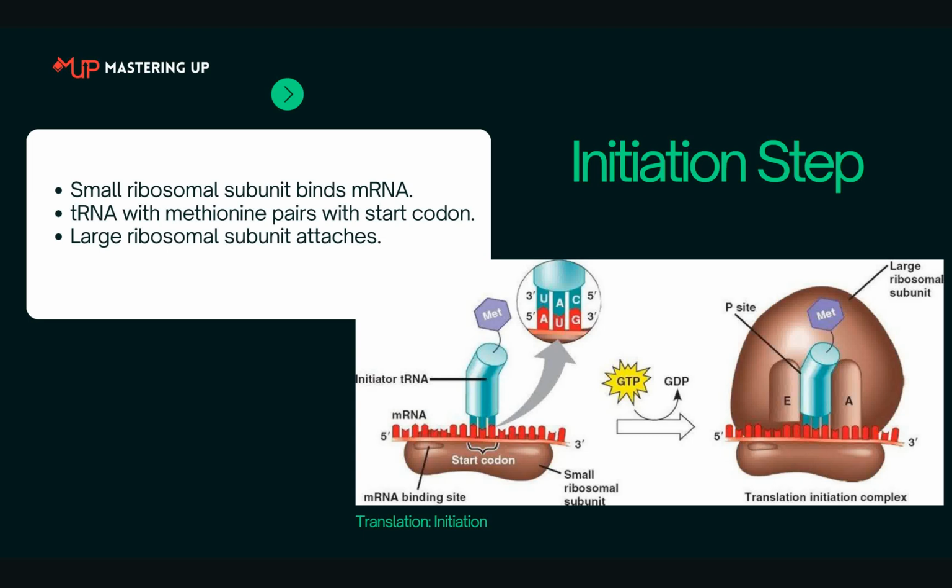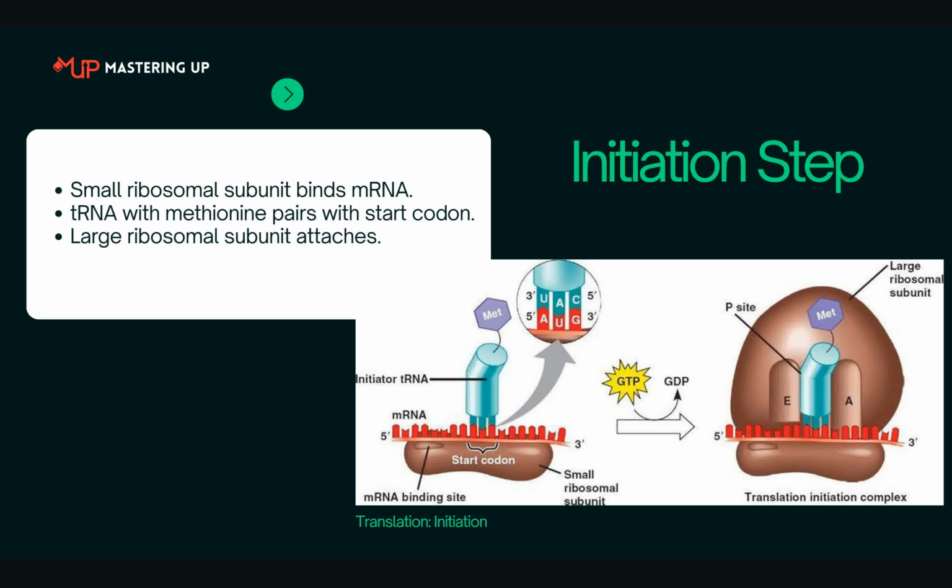In the illustration, you can see the initiation step of translation. You can see the small ribosomal subunit and then the mRNA. And then at the start codon on the mRNA, you can see the initiator tRNA with methionine amino acid binding to the start codon. The start codon is AUG, and so the anticodon will be UAC.